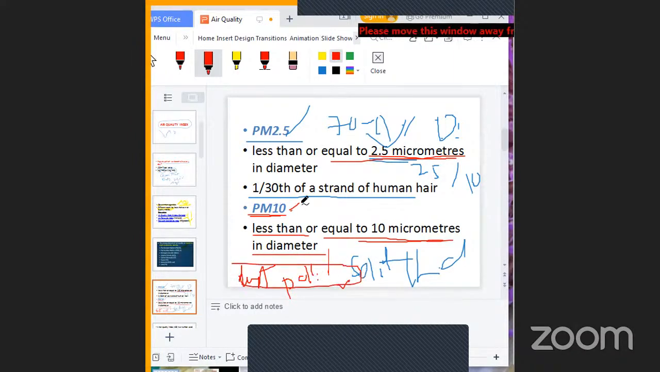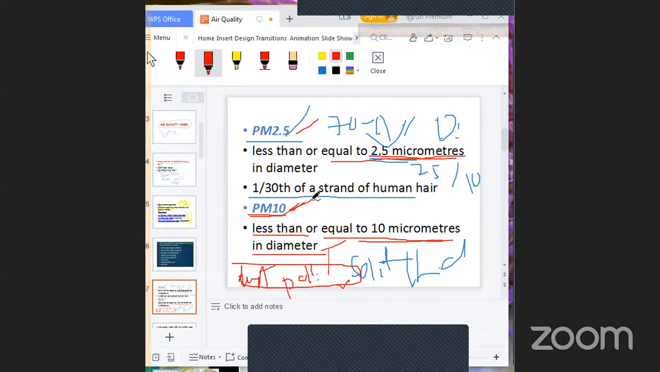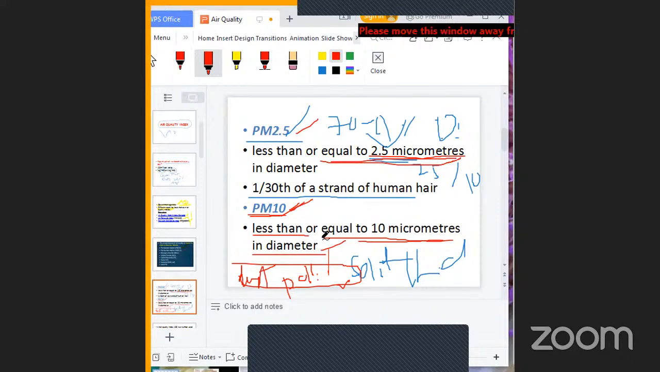This PM10 gets filtered at the top of your respiratory system, that is the nose, right? So this is PM 2.5 and PM10, particulate matter 2.5 and particulate matter 10. What is the difference? This is equal to 2.5 micrometers in diameter, and this is equal to 10 micrometers in diameter, right? This is very small. It is 1/38 of your hair, right?